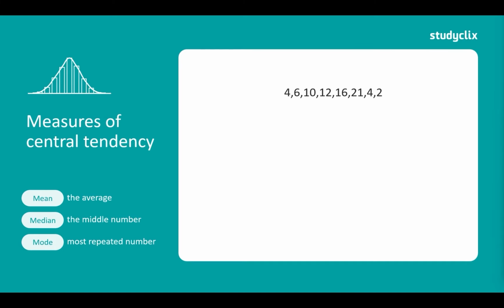So to work out the average, we're going to add all of these numbers together, which will give us 75, and then we're going to divide by the amount of numbers in the set. So in this case, there are 8 numbers in the set, so we're going to do 75 over 8, and this will give us 9.375.